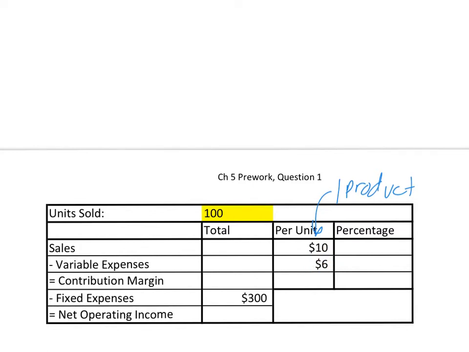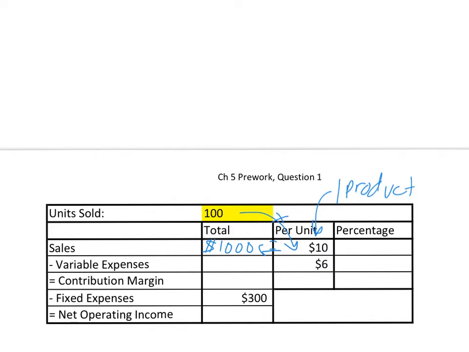So let's pull this all together. If each product sells for $10 and I sell 100 shirts at $10 per shirt, all I do is multiply that together to get my total sales of $1,000. So units sold times price per unit equals your total sales. Hopefully that's pretty straightforward.